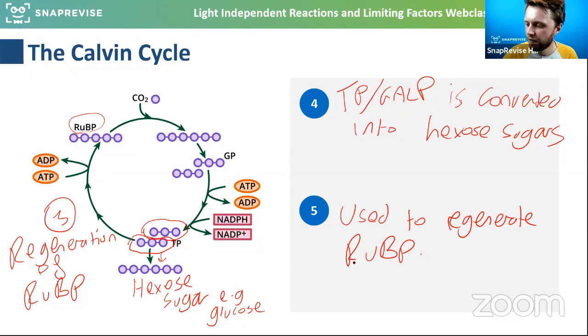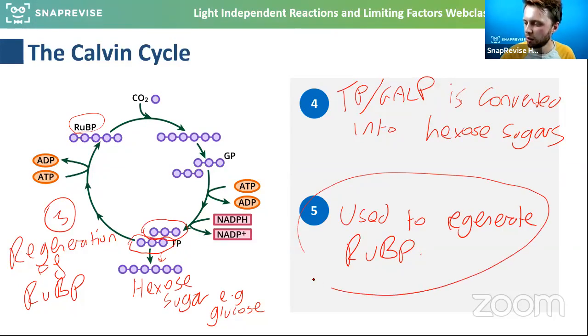Can anyone tell me why this step here is so important? Why is it so important that I need to regenerate RUBP? Lots of my students in the past have said, why doesn't this GP just turn into TP and just make glucose? Why doesn't it just stop there? Can anyone tell me why we need to regenerate my RUBP? So the person who's just said, where does 4 and 5 happen? 4 is this bit here, that bit. 5 is this sort of section here, right? Mostly this is split into 3 sections. So we have our carbon fix in 1, number 2, reduction, number 3, regeneration of RUBP.